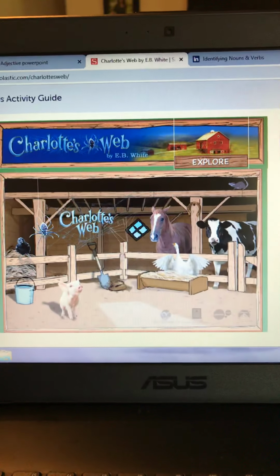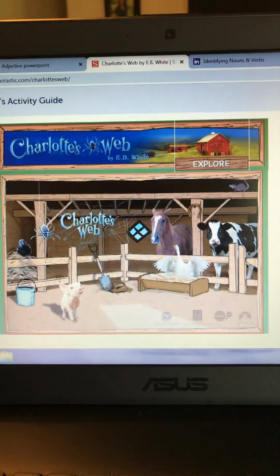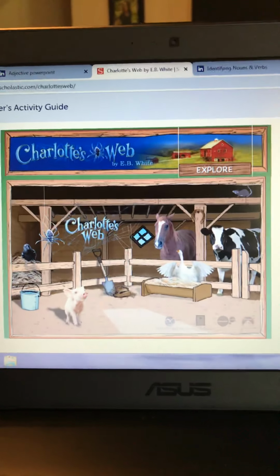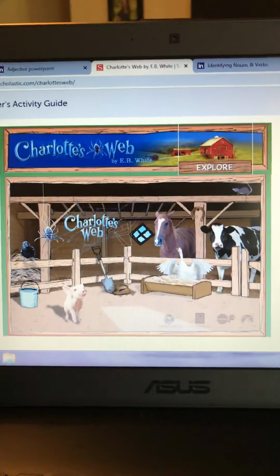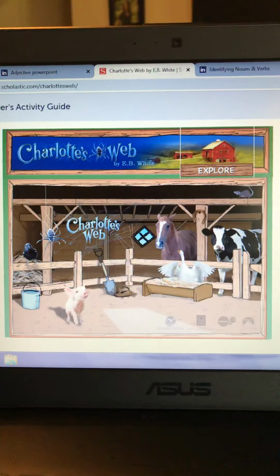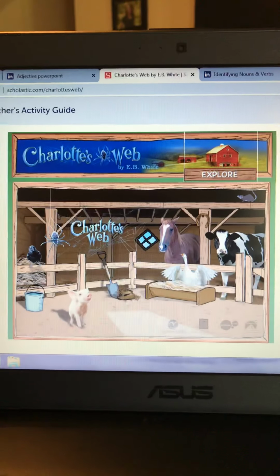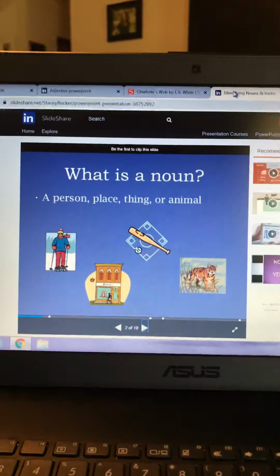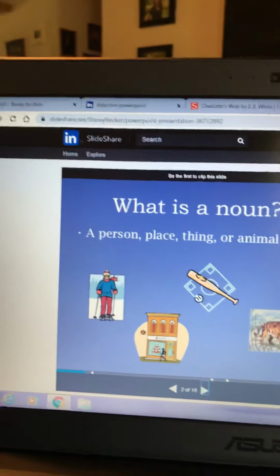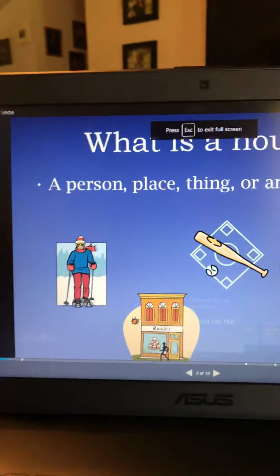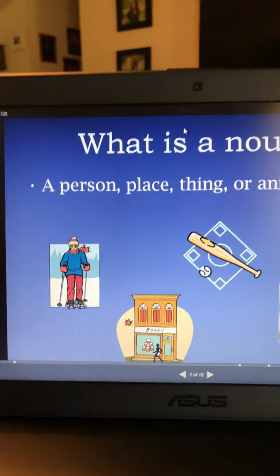The first thing you're going to do today is go back and look at a little PowerPoint for nouns, verbs, and adjectives, so that you can review, or it'll help reinforce your memory of what verbs, nouns, and adjectives are. Alright, so my first little PowerPoint.